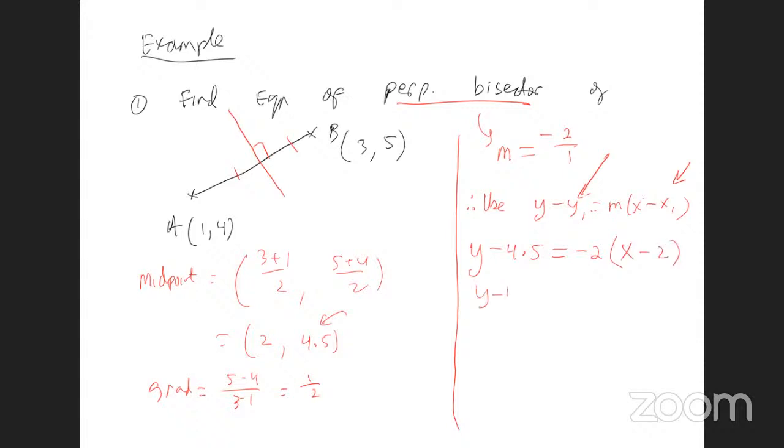So you'll get y minus 4.5 is minus 2x plus 4. Carry across the minus 4.5, and you'll get 4 plus 4.5. So you'll get y equals minus 2x plus 8.5. Some people may have multiplied everything by 2, and you would have gotten 2y equals minus 4x plus 17. Either one could work.